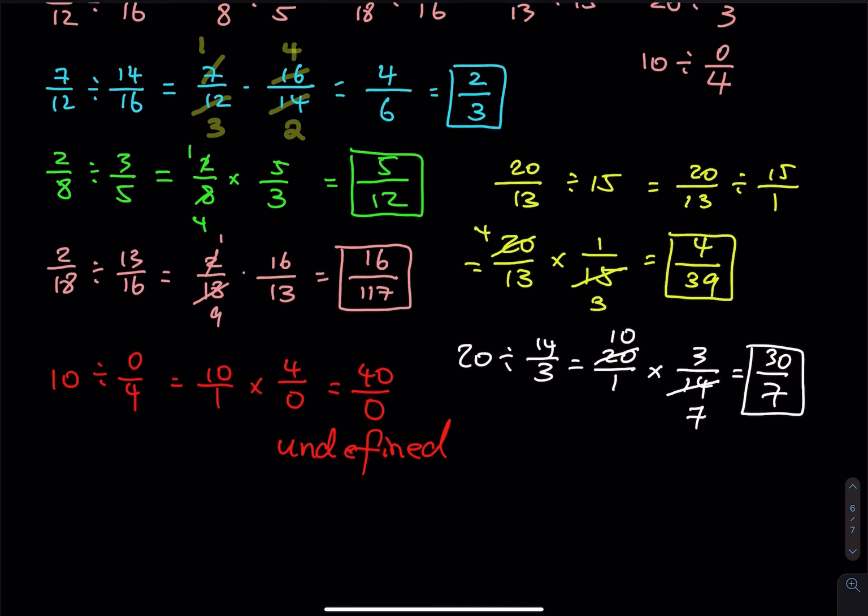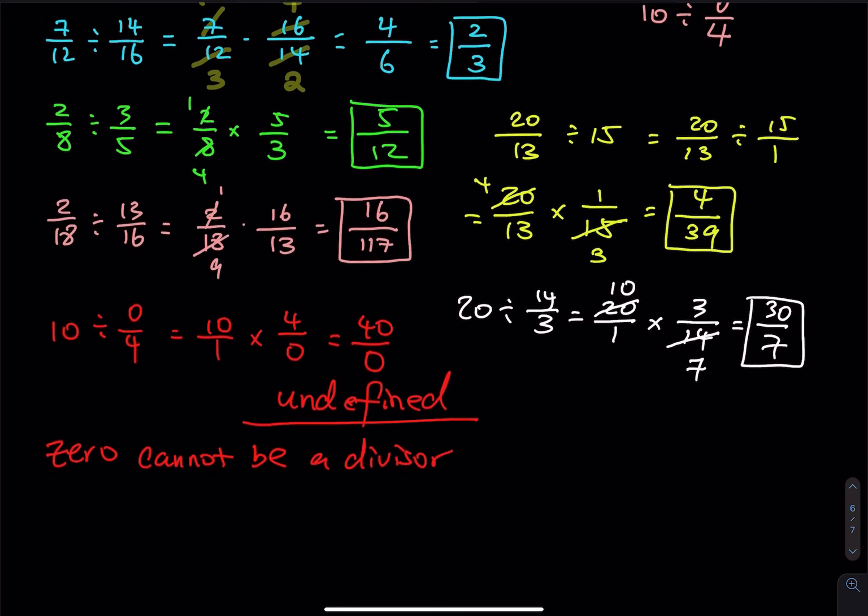Why is this undefined? Because 0 cannot be a divisor. If you take out your calculator, take any number, let's say 5, and divide it by 0, this is undefined. The calculator will not show undefined, it will just show you an error, because 0 cannot be a divisor. All right, so that is the end of this lesson.